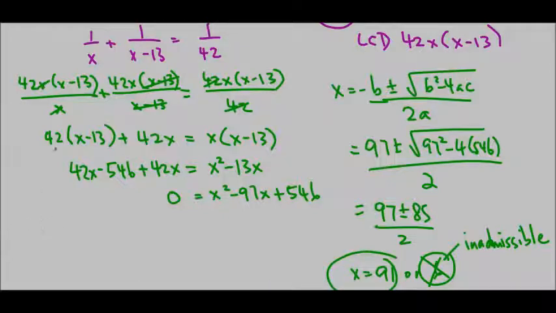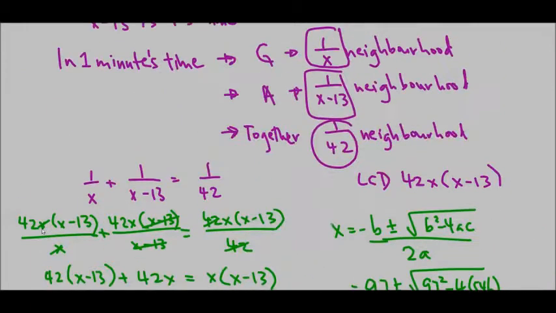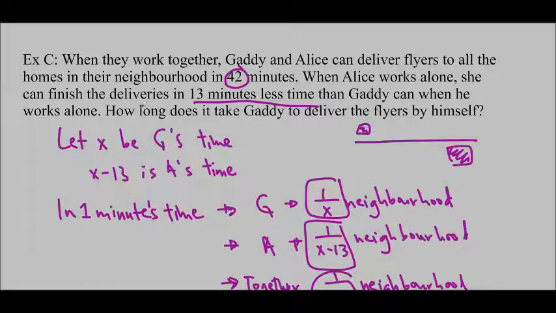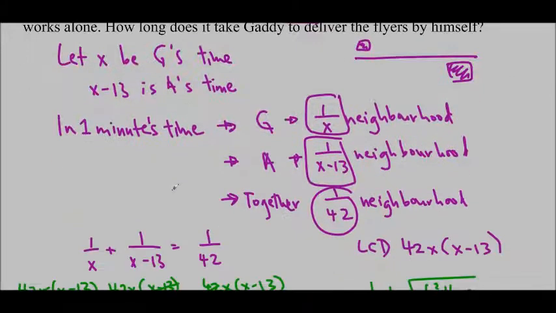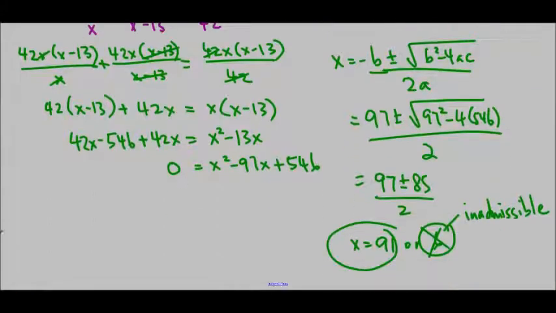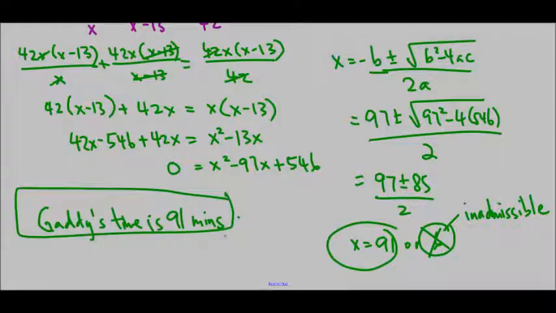Because it's a word problem, we should answer it as a word solution. I'm just going to double check that I'm doing the right thing. How long does it take Gaddy to deliver the flyers by himself? X is Gaddy's time, and that's what we have found. So Gaddy's time is 91 minutes, and that's it. Put a little victory dance around it, and we're done.